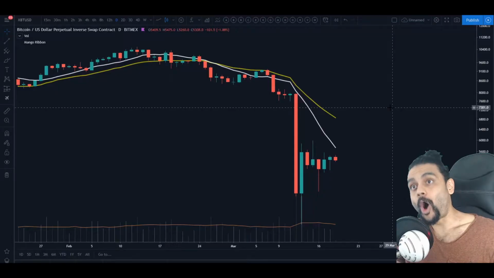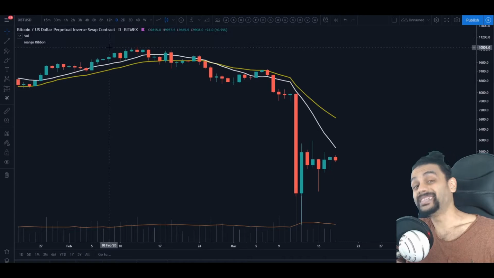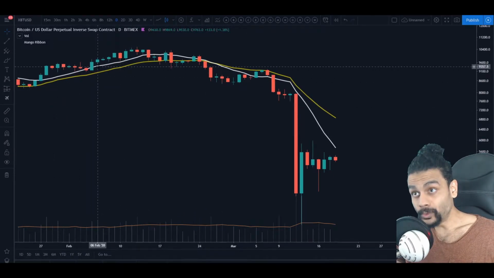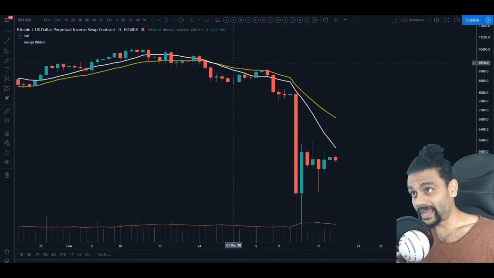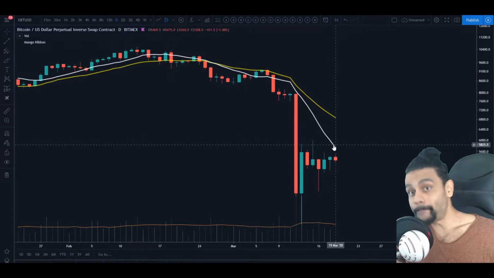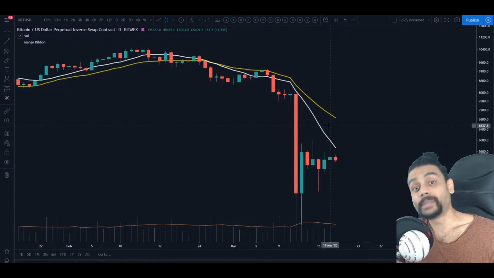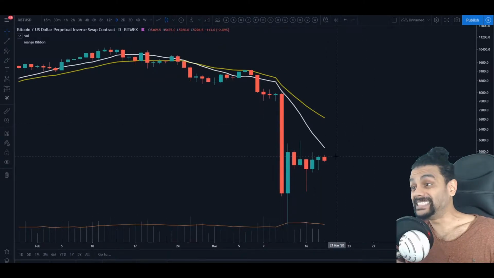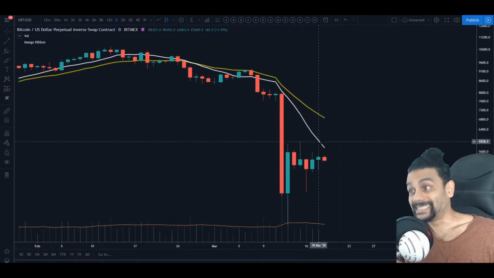All right, and here we are on the charts. We are looking at Bitcoin USD on the daily time frame, and as you guys may have noticed, I have two moving averages already put on the chart over here. The white line that you're looking at is a simple moving average, and the yellow line over here is an exponential moving average. In this video, we'll be discussing the difference between an exponential moving average and a simple moving average.